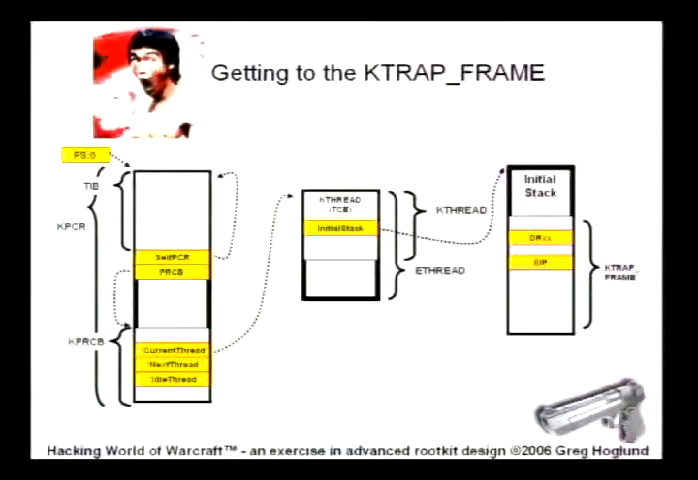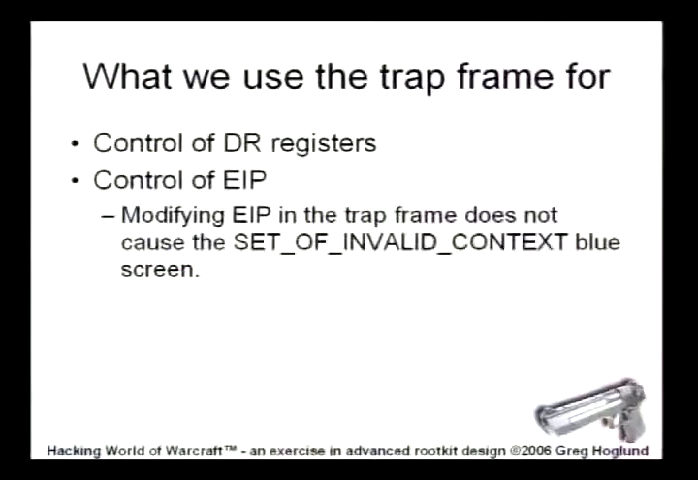FS0 to the KPCR, go down to the current thread pointer, find the KThread, follow the initial stack pointer, and then there's a calculation you can do right at the bottom, and you'll see that you can set the DR registers and other things there. This needs to be done using a kernel mode APC call. Now we're going to use it to control both EIP and the DR registers.